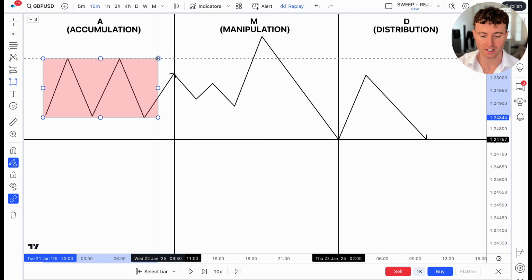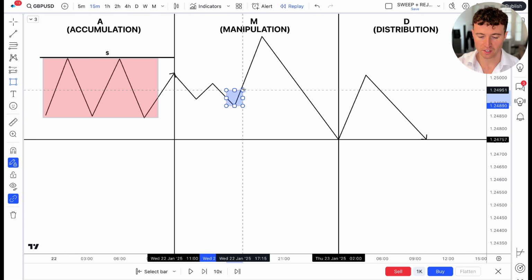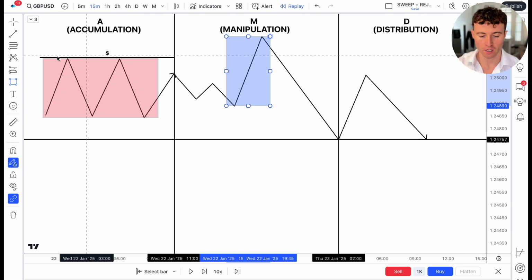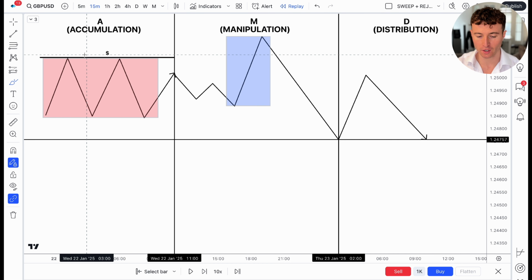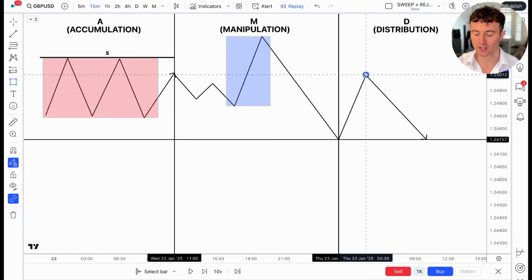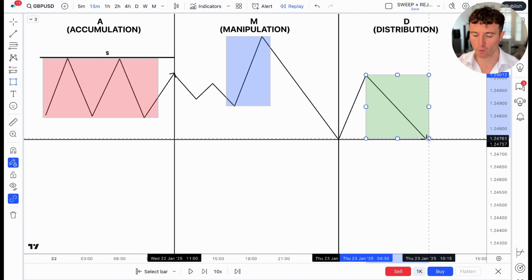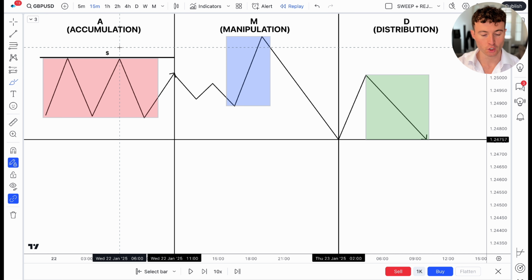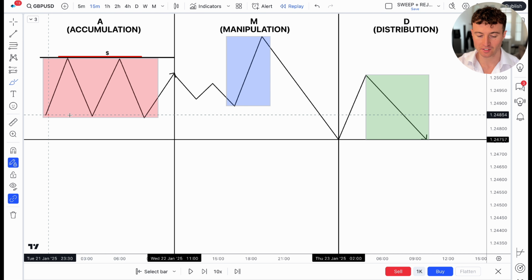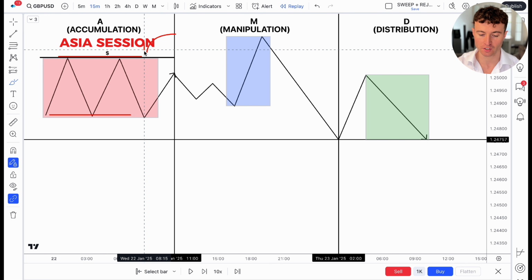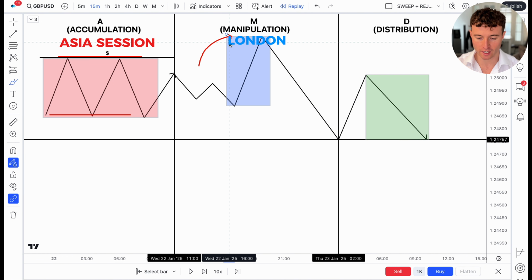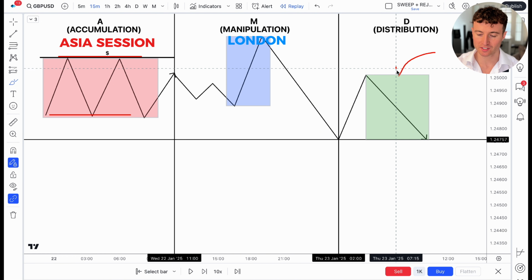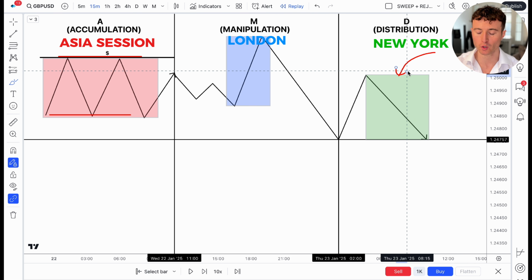So this right here is our accumulation. This right here is the manipulation, where we're running the buy side liquidity above the accumulation. And finally, this is the distribution, where we're looking at shorting price to the downside. In general, accumulation tends to take place during the Asia session. Manipulation tends to occur during the London session, and the distribution tends to take place during the New York session.